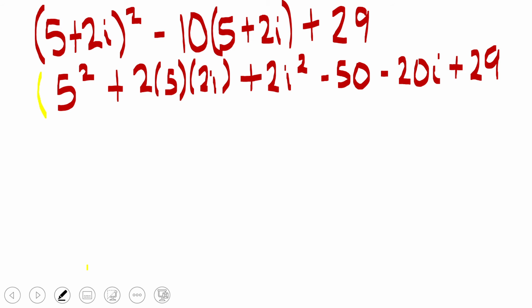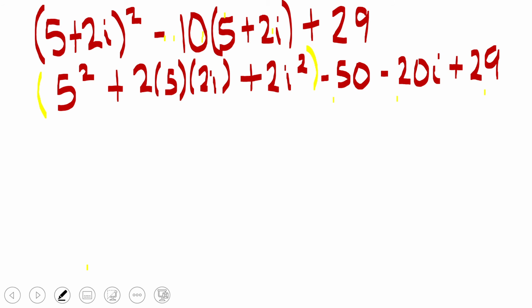So this grouping right here is working to show the original equation that we factored, or would have gotten the 5 plus 2i squared from, and it's in that format that we know is the square of the sum. And of course, negative 10 times 5, negative 10 times 2i is our negative 50 minus 20i plus 29.